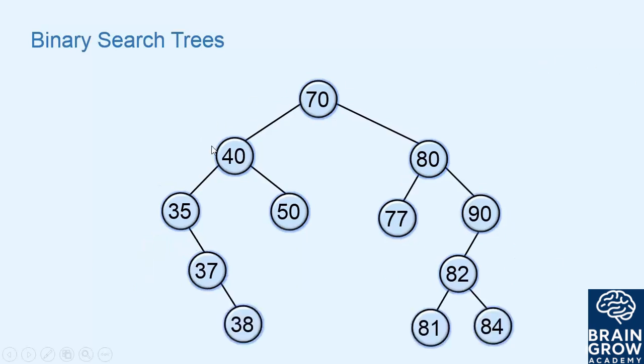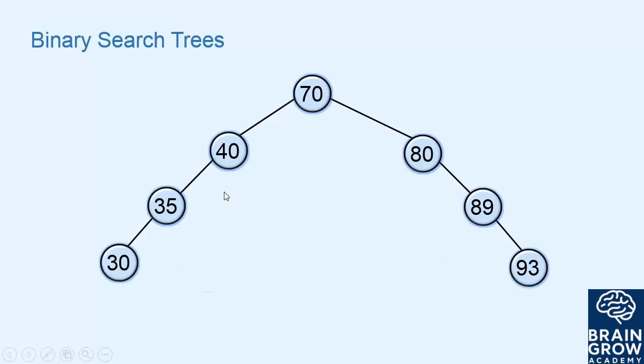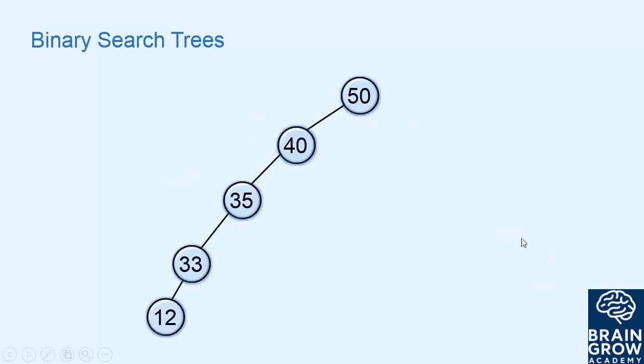This is a binary search tree. All the keys in this subtree are less than 70. All the keys in this subtree are greater than 70. Now for this subtree, the left subtree is empty. The keys in the right subtree are greater than 35. Similarly for this subtree, this right subtree is empty and all the keys in left subtree are less than 90. This is also a binary search tree. All the keys here are less than 70. Keys here are greater than 70.